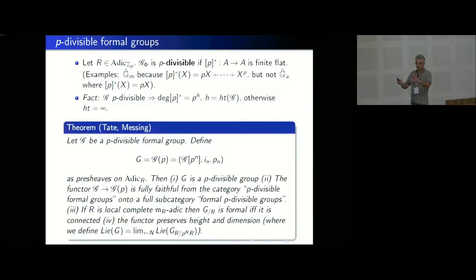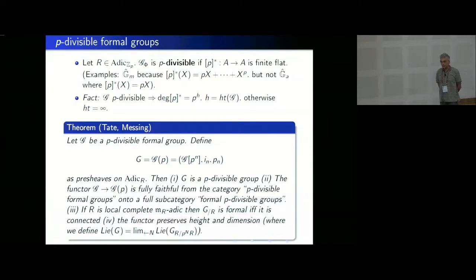So how is the theory of formal groups related to the theory of p-divisible groups? Let G be a p-divisible formal group, one that I just defined. Then we can define a collection of finite flat group schemes, G_n. We first define them just as functors, as presheaves. What they do to each S in adic R is give the kernel of p to the n, with the obvious inclusion and the obvious multiplication by p. And the theorem is that this functor is in fact represented by a p-divisible group.